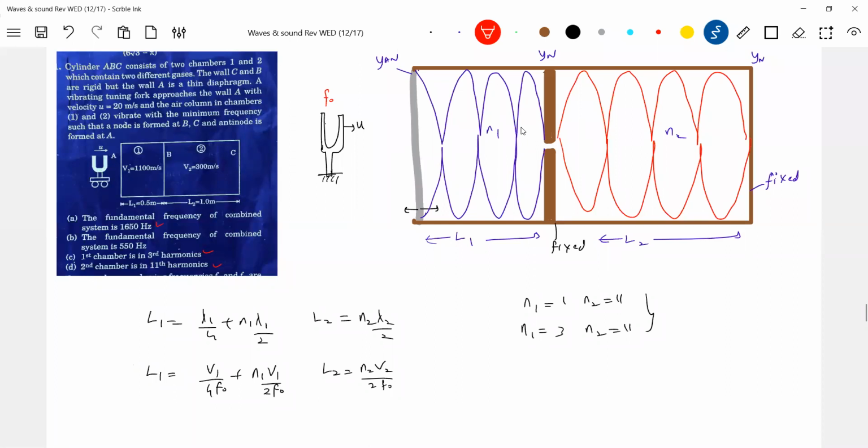So 3 and 11 is not satisfying, but 1 and 11 is satisfying. So the first chamber is in what we should call the fundamental tone, no? Okay, third harmonic. Yeah, correct. Okay, then this will be correct. What do you mean by third harmonic? You should say first harmonic, no? Half loop is the first harmonic. Only odd harmonics are present, so the fundamental tone is the first harmonic and the first overtone is the third harmonic. So I think it's correct.